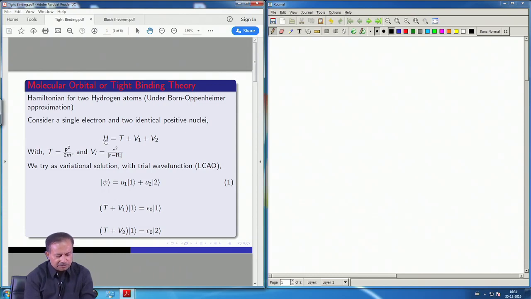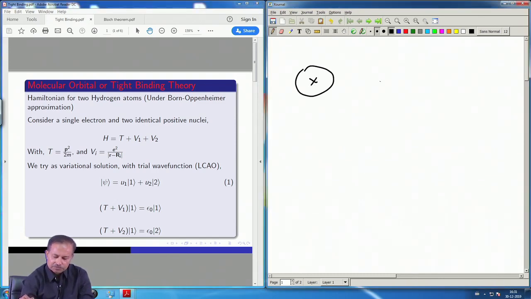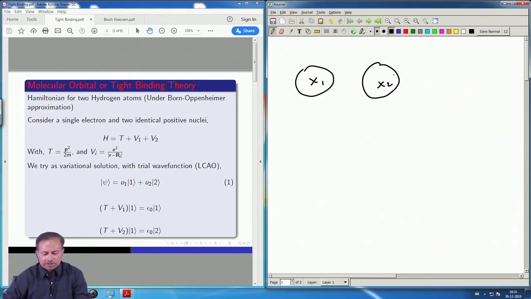So this is the Hamiltonian that we wrote. The T is the kinetic energy of the electron. V1 and V2 are the electron's interaction with the nuclei at locations 1 and 2. So this is the picture we drew. So this you may call 1, this may be called 2, and the electron that we are talking about, which is outside, is interacting with these two nuclei. So that was the Hamiltonian we wrote.